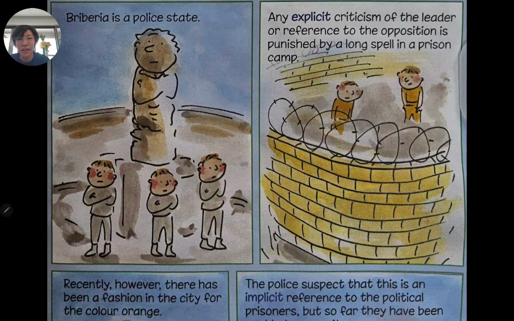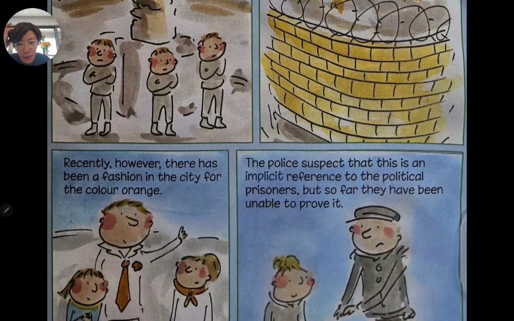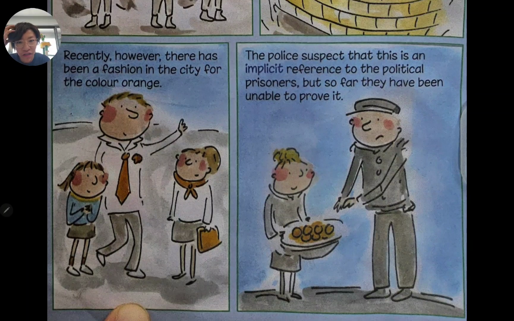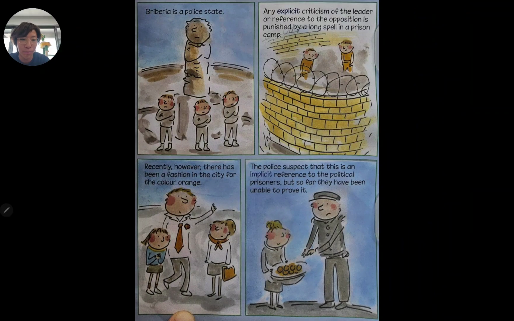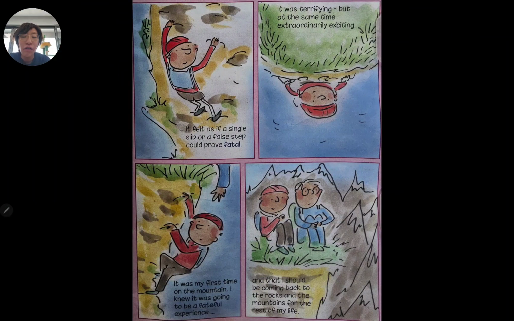Bribery is a police state. Any explicit criticism of the leader or reference to the opposition is punished by a long spell in the prison camp. Recently, however, there's been a fashion in the city for the color orange. The police suspect that this is an implicit reference to the political prisoners, but so far they have been unable to prove it. Very good, sir.